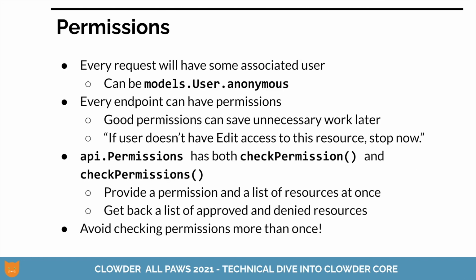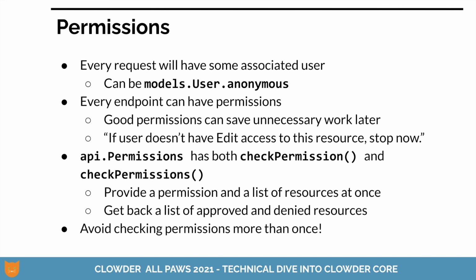Every request that comes into Clowder will have some user associated with it, even if that user is an anonymous user, so we can enforce permissions on that user. Every endpoint can have permission settings, and good permissions can save unnecessary work later. If you check up front whether or not a user has permission to view some resource, you don't need to check repeatedly later whether they can download the resource, whether they can modify the resource, and so on.